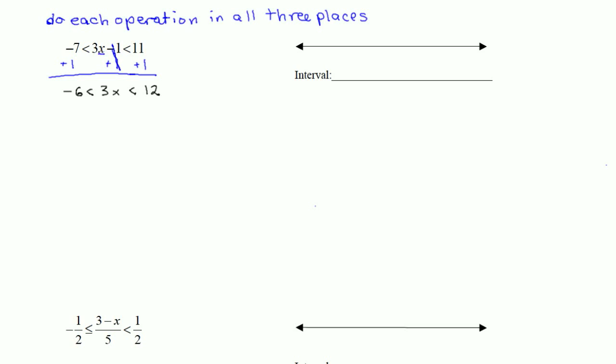So I now have negative 6 is less than 3x, which is less than 12. I now have to divide by 3 to get that x alone. If I'm going to divide by 3 here, I have to do that also in all 3 places. And this then becomes negative 2 is less than x, which is less than 4. This is an and statement, right? We know that because it's in the compact form.